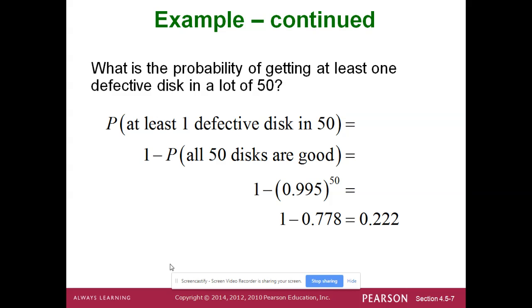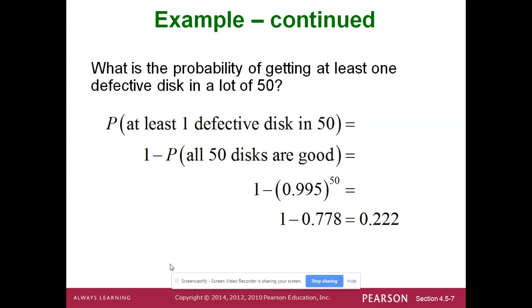Probability of at least one defective disk in 50. We're going to take 1 minus the probability that all 50 are good. For all 50 of those disks to be good, that probability is going to be the probability of one being good, 0.995, times itself 50 times. 50 independent events, right? So when you raise 0.995 to the 50th power, you've got 50 discs and you're multiplying their probability of being good times themselves 50 times.